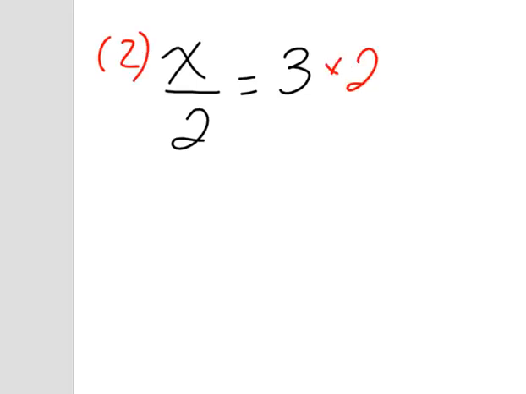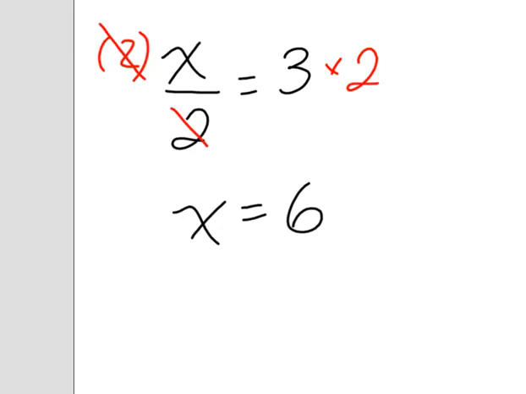Likewise, what do you think you would do if it said that? Remember, this bar means divide. So I want you to ask yourself, how do you get rid of dividing by 2? Well, you get rid of dividing by 2 by multiplying by 2. And if I multiply the left side by 2, I'm left with just x, and if I multiply the right side by 2, I get 6. So that's just looking at some virtual manipulatives with solving equations.